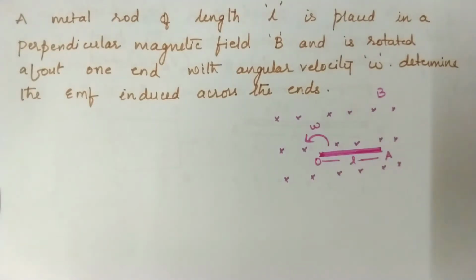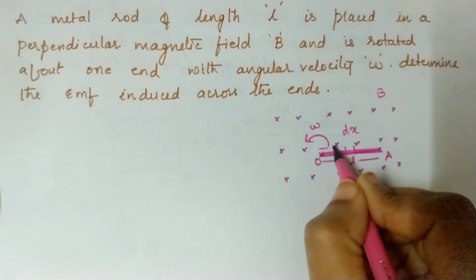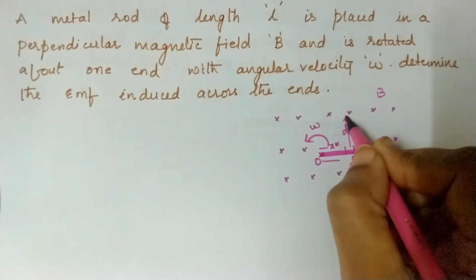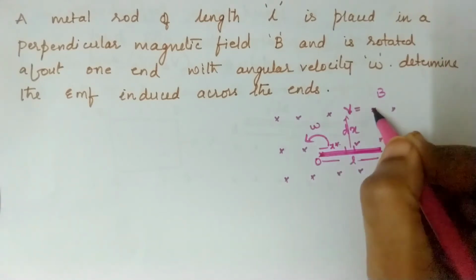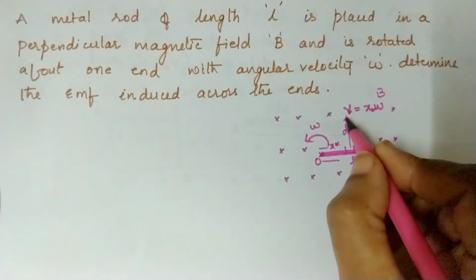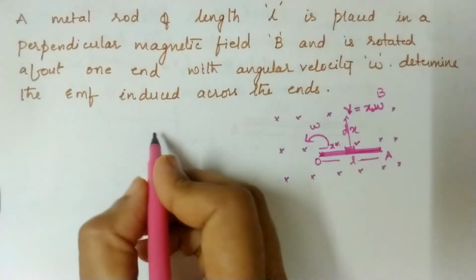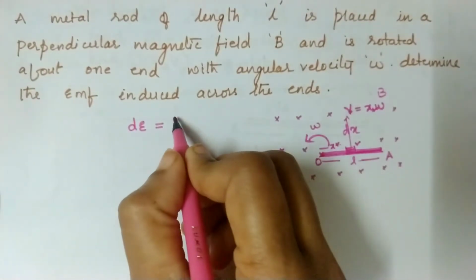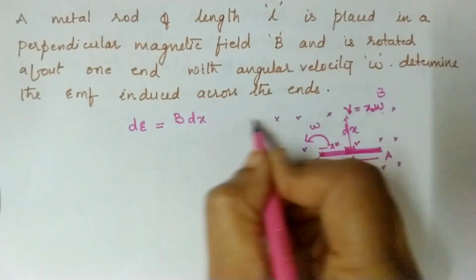To get the answer, one method I can use is integration. Take a small element of this rod whose length is dx at a distance x. We know at this instant when you rotate the rod, it will have a velocity v. We can write v is equal to, because it's at a distance x, x into omega. V is equal to radius into omega. So what is the induced EMF in this small element? For the small element, if I write the induced EMF as BLV, dε is equal to, magnetic field is B, length is dx, into velocity x omega.